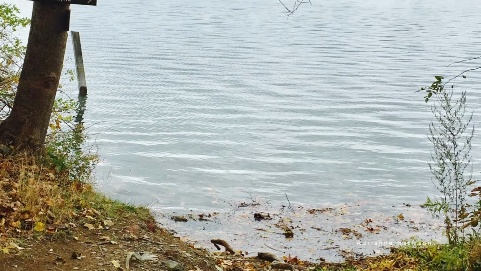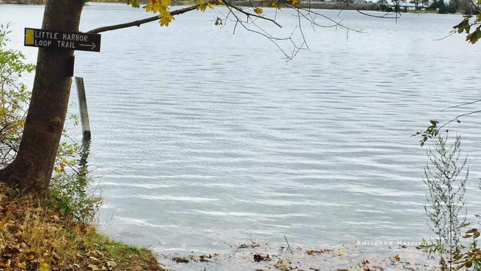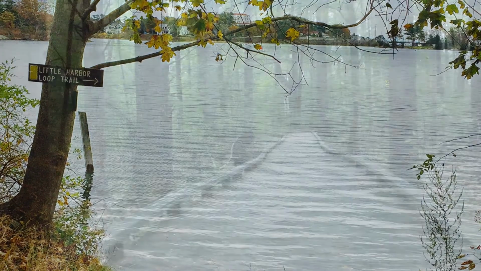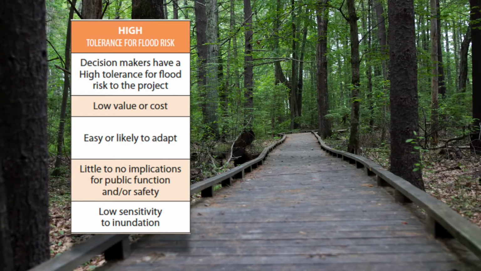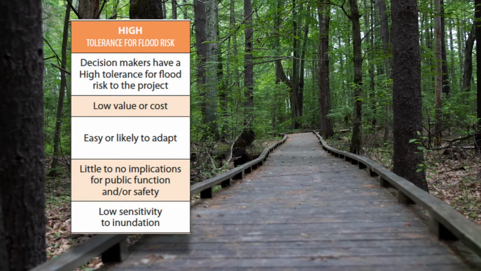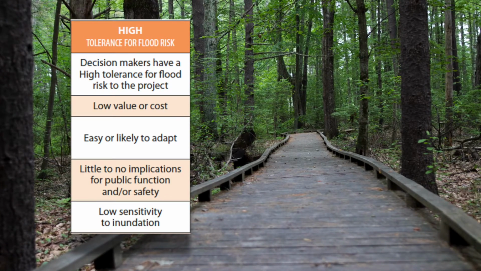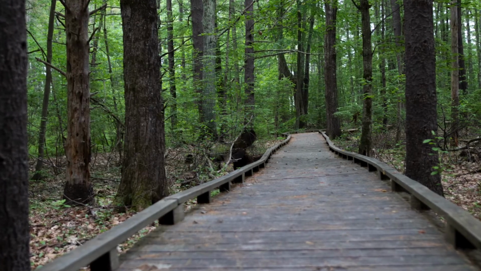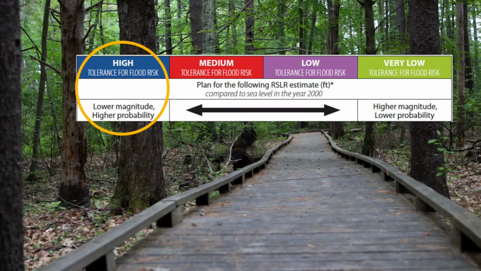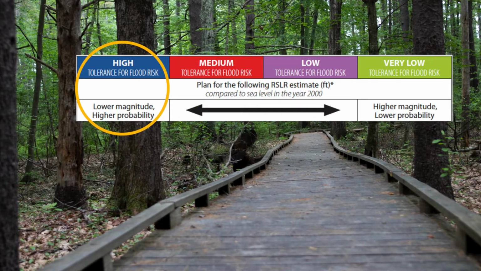On the other hand, a project to build a walking trail may have a high tolerance for flood risk, considering it is relatively low cost to replace, pretty easy to modify once constructed, and not very important for public safety. These types of projects can typically plan for lower amounts of flooding.